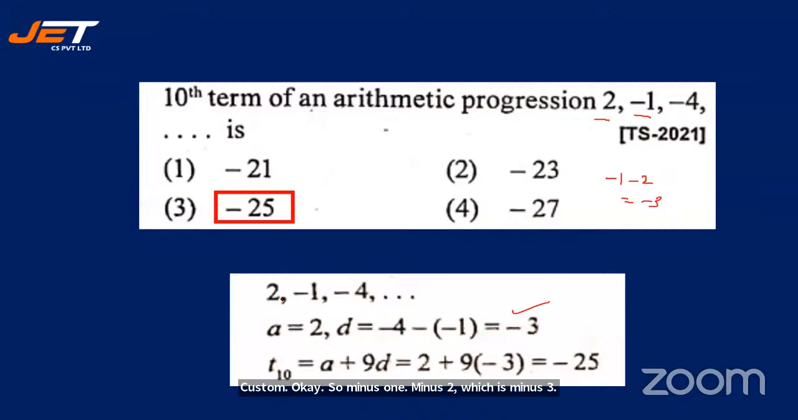So they want the 10th term, which is T10. What is T10? A plus n minus 1 into D. 10 minus 1 is 9. So A plus 9 into D, with D as minus 3, which is minus 25. See, that is why minus 25 has been highlighted. All right, students, so don't make mistakes. These are all very simple questions, so you should not make mistakes in this.